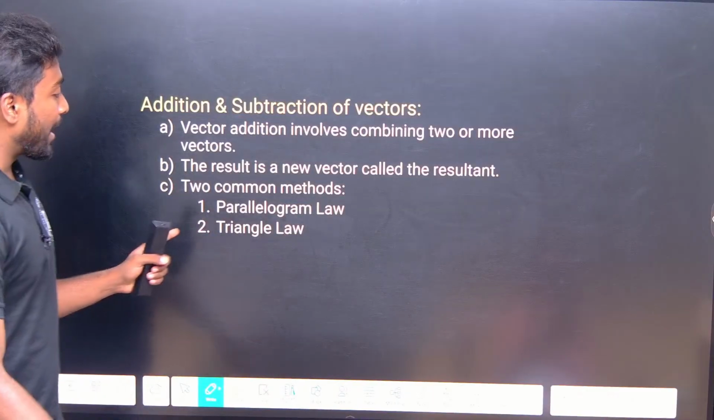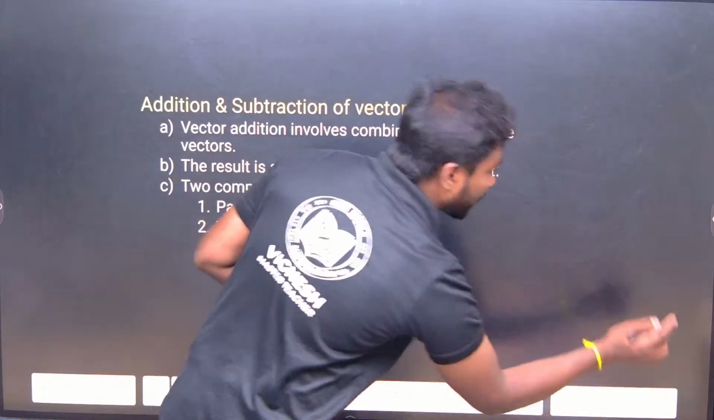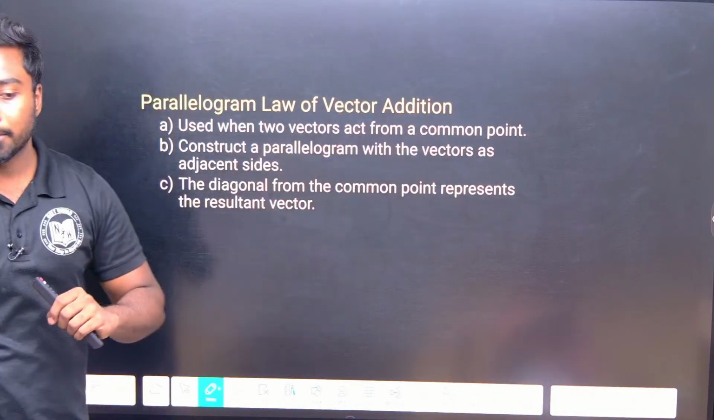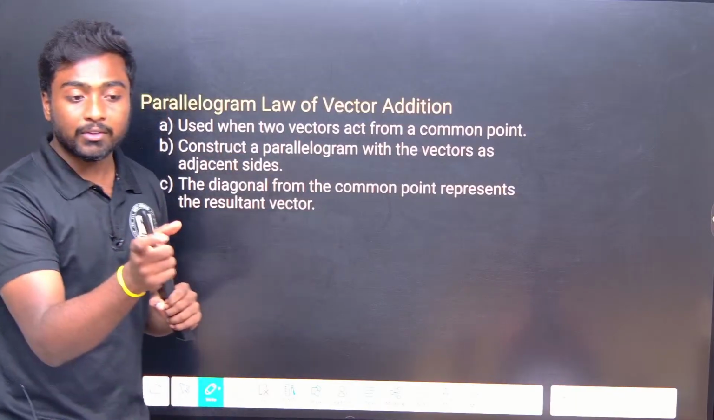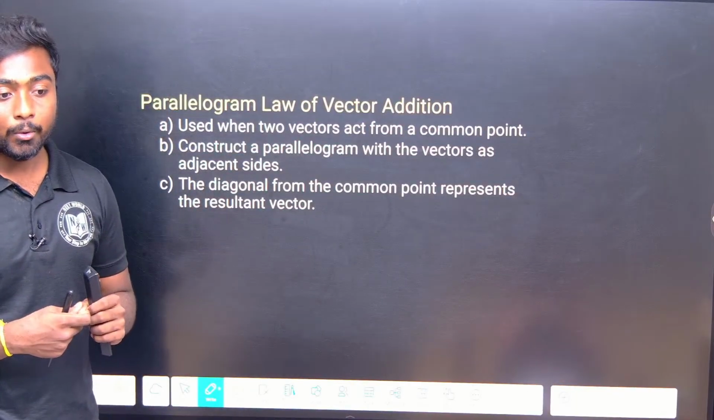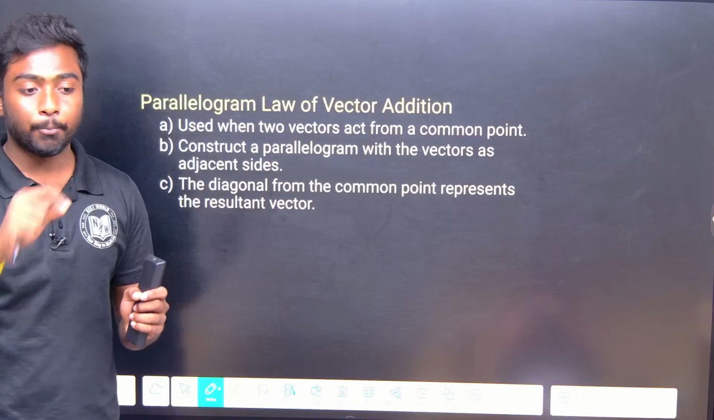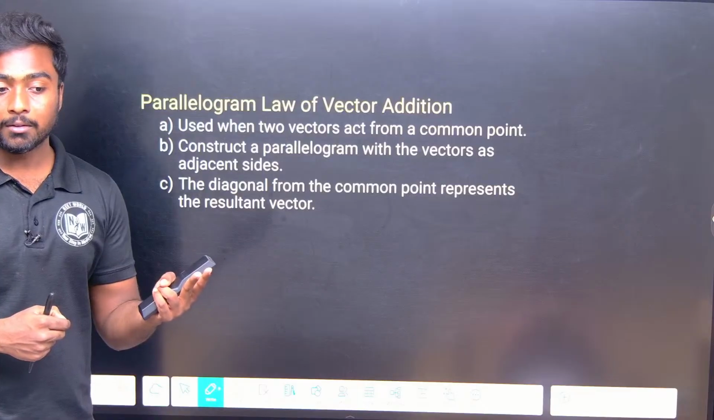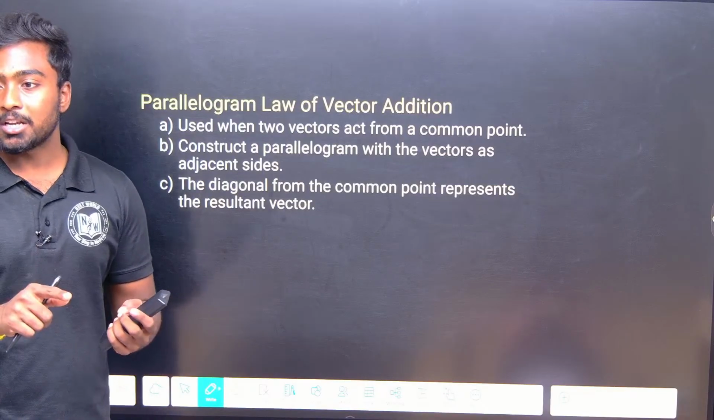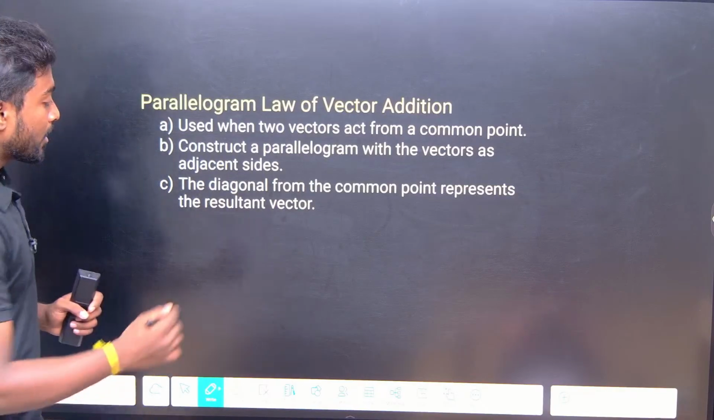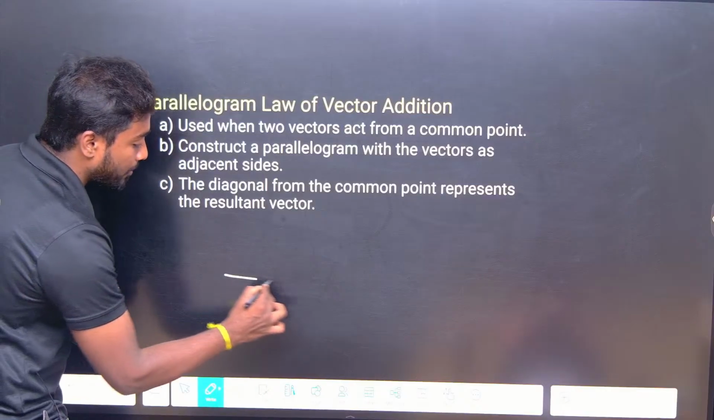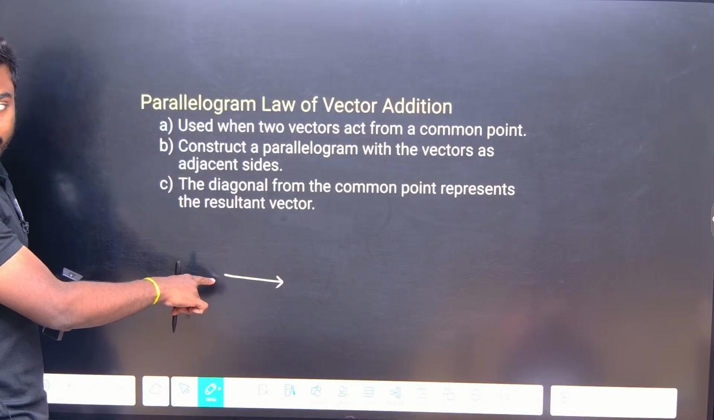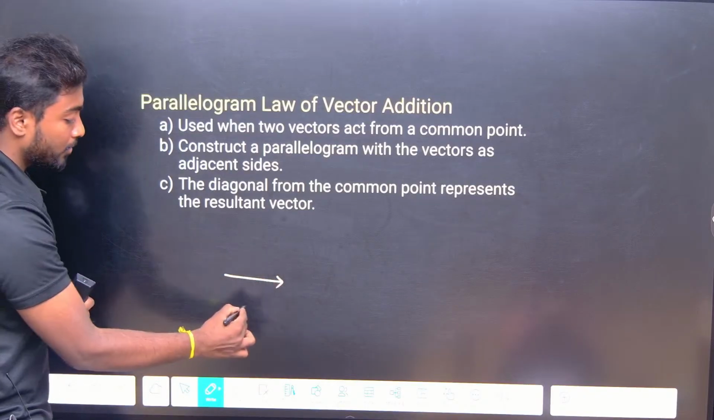Okay. So parallelogram law, first we will see what is parallelogram law. So used when 2 vectors act from a common point. So common point in the sense we have seen the co-initial point, start from same points. Yes or no? Co-initial. Co-planar means same plane. Co-initial means same point. If 2 vectors have same initial point, this is vector A, this is head, tail, no? This is head. So this is A vector.